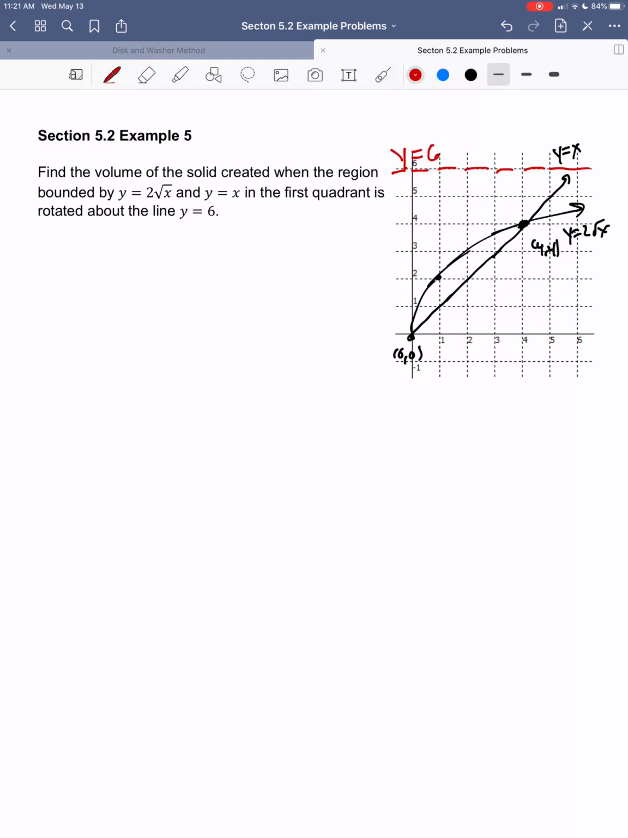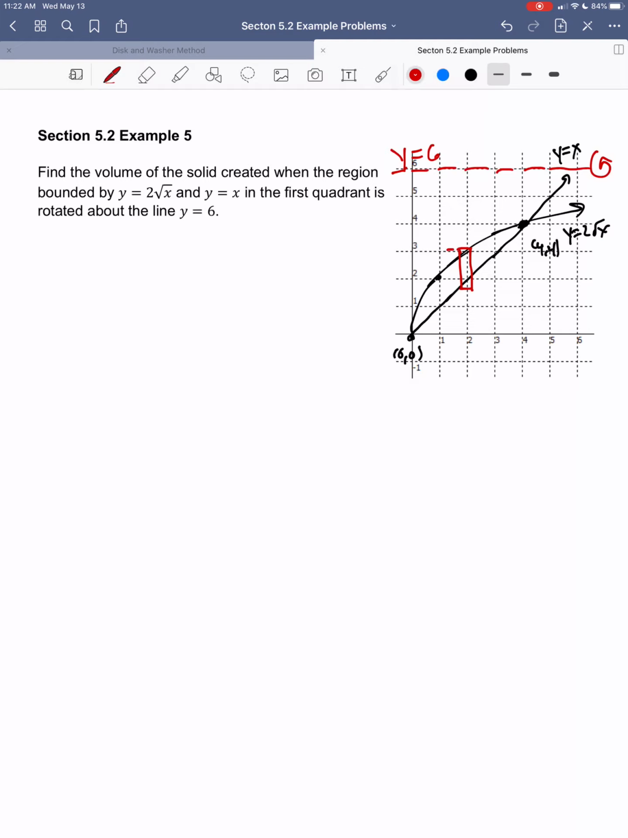So I'm rotating about that line. So that's horizontal, so I want my rectangles to be perpendicular to that. So my rectangle will have to be vertical. What I need then is to figure out, when I rotate this, there's a gap between the rectangle and the line, so it's going to be a washer. So I'm going to need an outer radius and an inner radius.